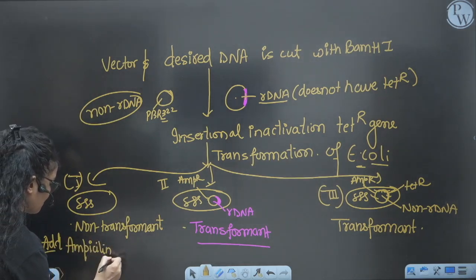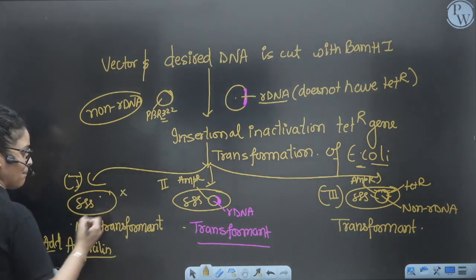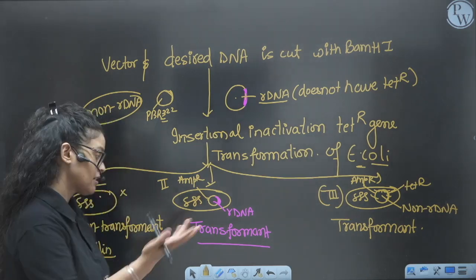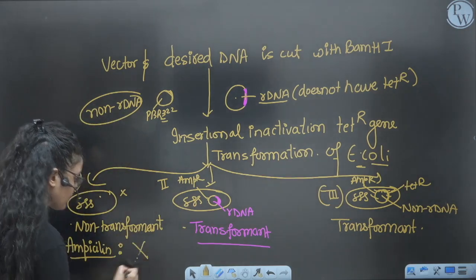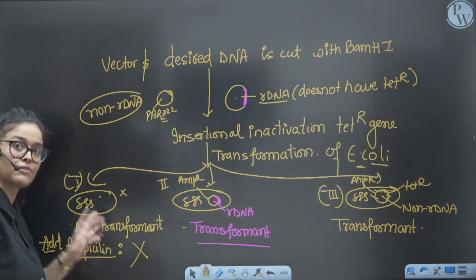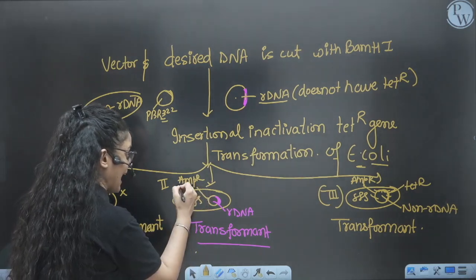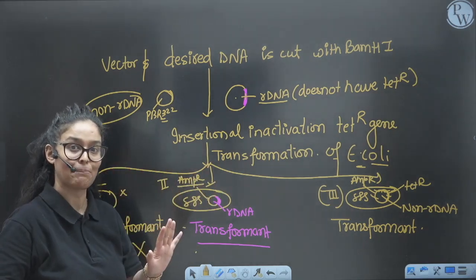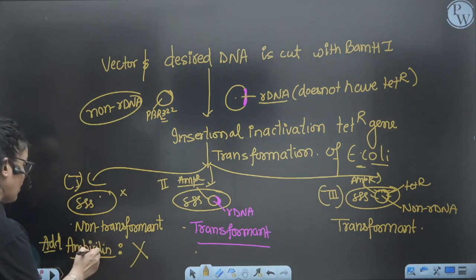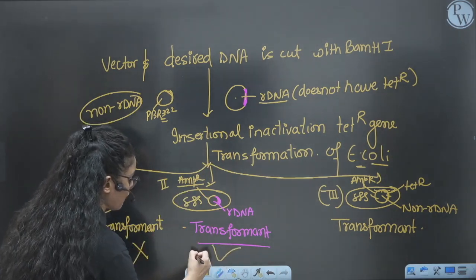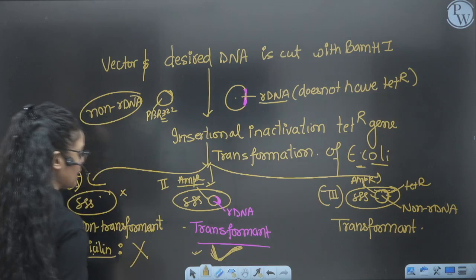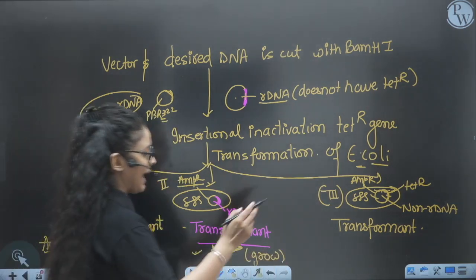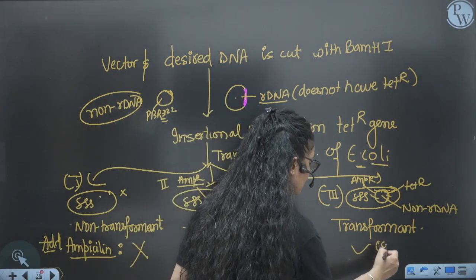If we add ampicillin antibiotic, we know the non-transformant doesn't have any plasmid, so it doesn't have any ampicillin resistance gene. It will die. It will not grow, right? So according to you, will it grow or not? It will not grow. The second condition has the ampicillin resistance gene, so it will be able to resist the ampicillin antibiotic and will grow continuously. Ampicillin will not be able to affect it, so it will grow in the presence of ampicillin. And the third condition will also grow.